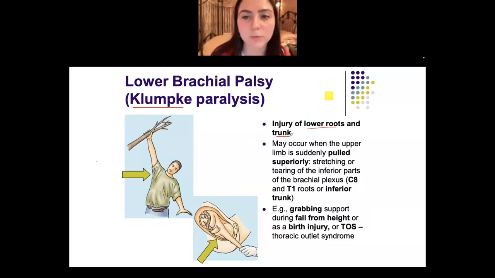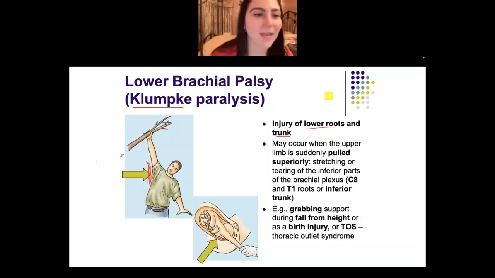So lower roots, lower trunk. And we can go back and draw it, but you can kind of do it on your own. But this is now like the opposite. So the one was you fell from like a tree on your neck and stretched it from the top, or the baby, you pulled the head out, so it's very up here. Klumpke is going to be the opposite. So it's like the bottom. So it's like you have this stretching from the bottom.